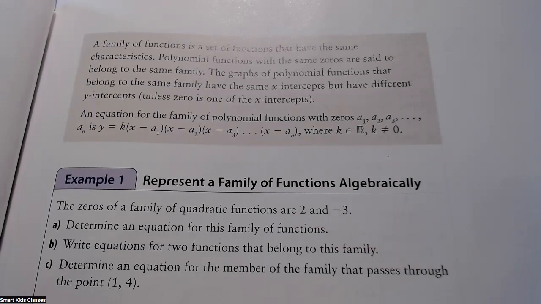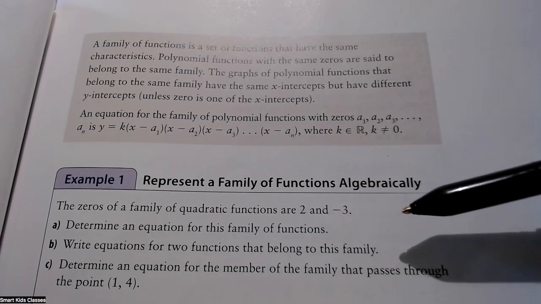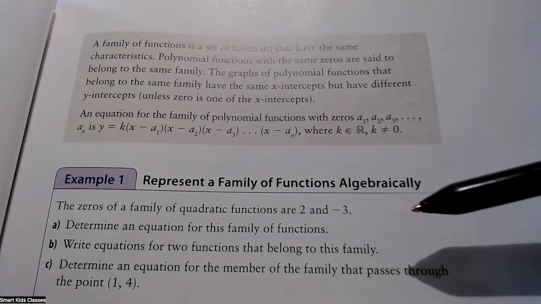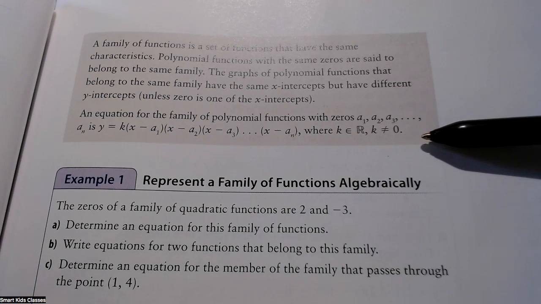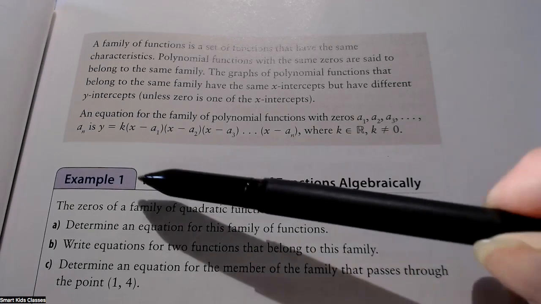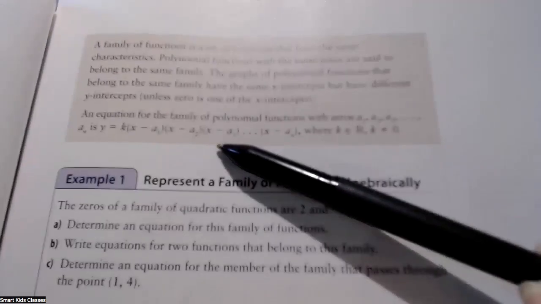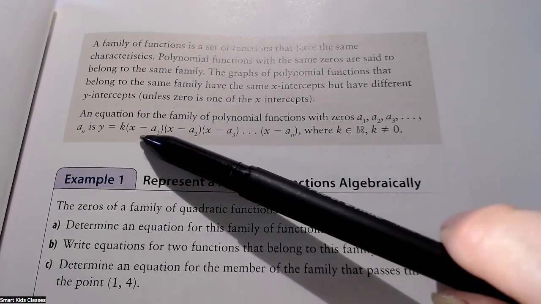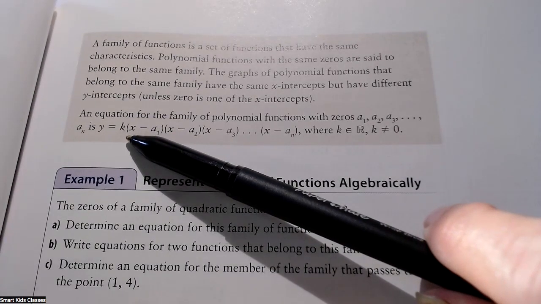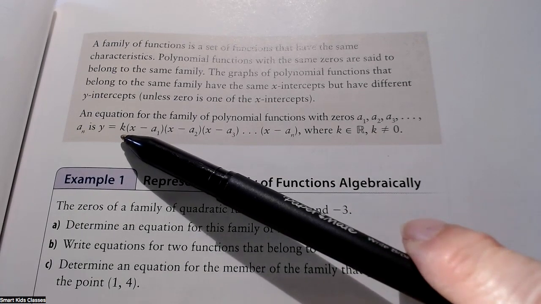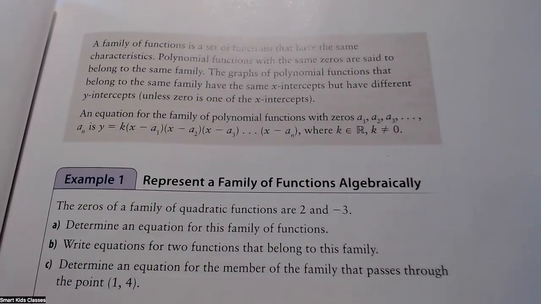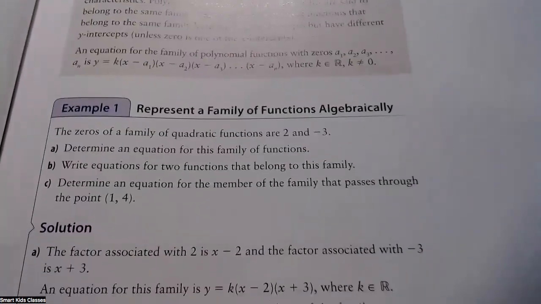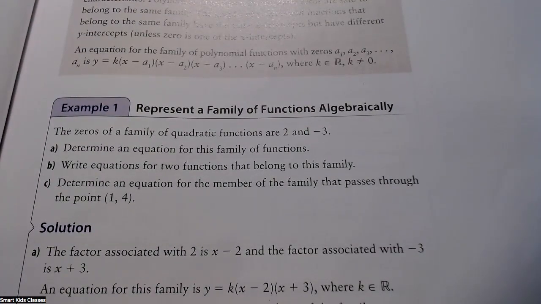On page 115, example 1 explains the family of polynomial functions. Looking at the concept here, a family of polynomial functions is a set of functions that have the same x-intercepts, but k can be a different value. So there will be a vertical stretch or compression, but they remain the same shape for the graph. Now, example 1, present a family of functions algebraically.